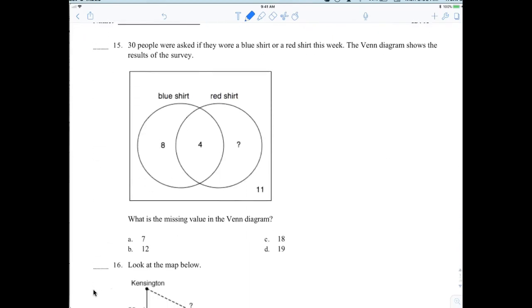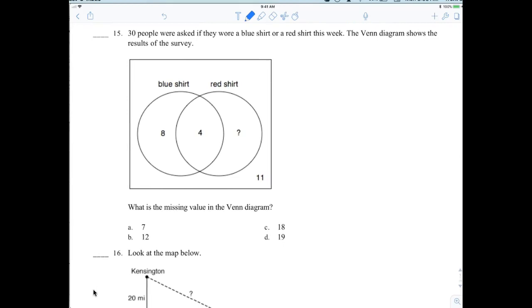All right, here we go. Something we really didn't talk about too much, but let's see if you can figure it out. It says 30 people were asked if they wore a blue shirt or a red shirt. The Venn diagram shows the result. What do you think 4 represents? The number that wore both. That's exactly correct. So how many people were involved in the survey? 30. So how many do we have accounted for so far? There's the 11 at the bottom. What does that 11 mean? No one wore red or blue. Does everybody agree with that?